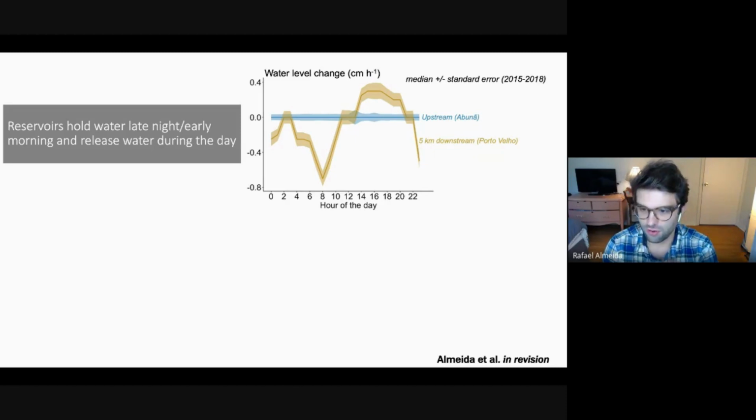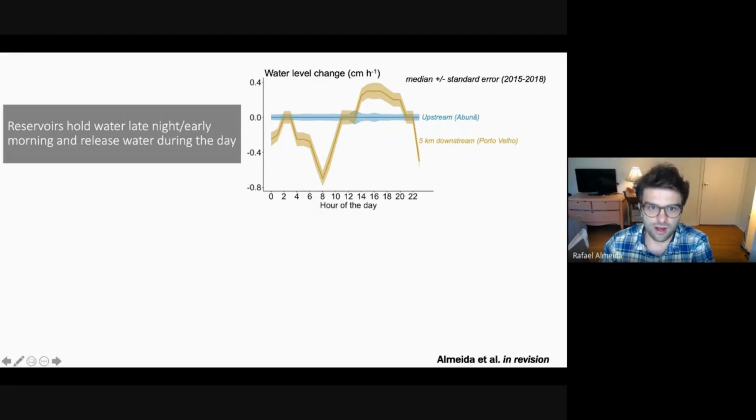Esse gráfico aqui mostra a variação mediana do nível da água entre uma hora e outra do dia, com base em dados de 2015 a 2018, para Abunã, a nossa estação controle, e Porto Velho. Em condições naturais, a gente não espera nenhum tipo de padrão horário na variação do nível da água no rio. E o fato é que isso está acontecendo aqui em Abunã, tá vendo? A linha está estabilizada em 0, a gente não vê um efeito da hora do dia na variação do nível da água. Só que em Porto Velho tem um padrão diário bem característico que sugere que o reservatório, em geral, segura a água tarde da noite e de manhã para liberar durante o dia.